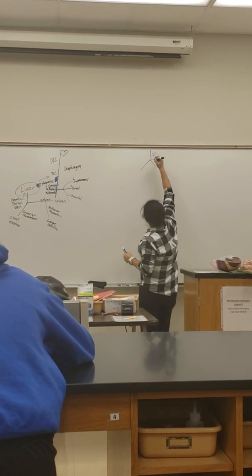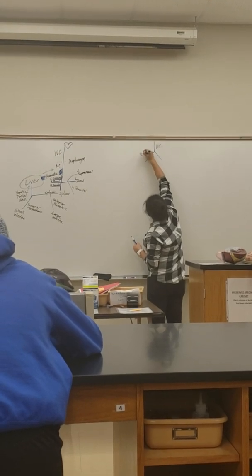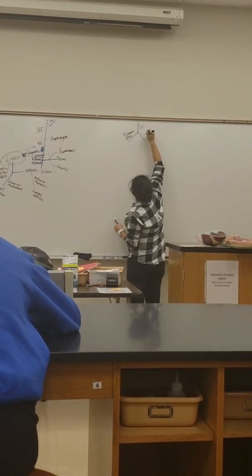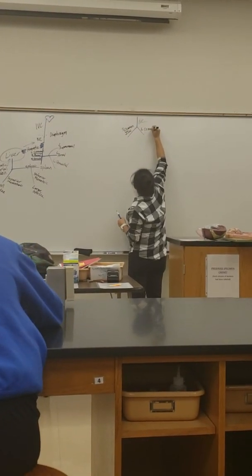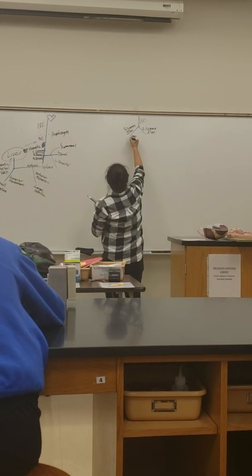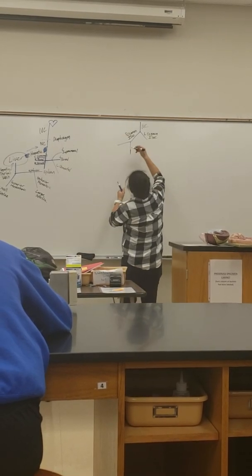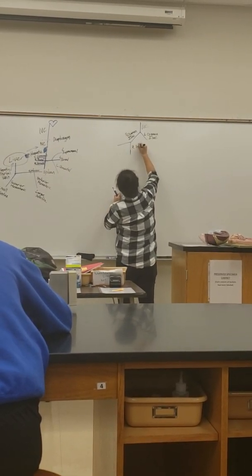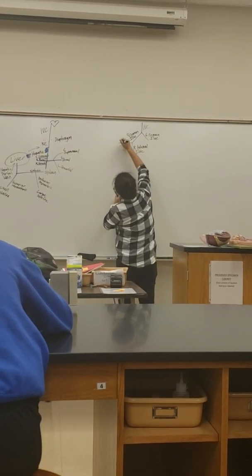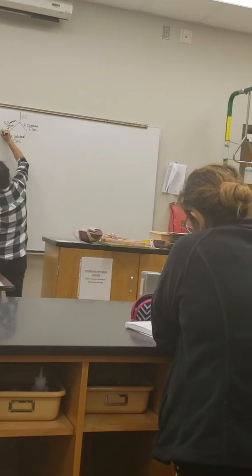So the inferior vena cava splits into the right common iliac, left common iliac. What do the common iliacs split into? Internal, external. Internal and external. So this is the right internal iliac and the right external iliac.